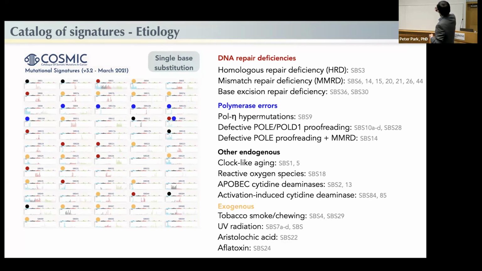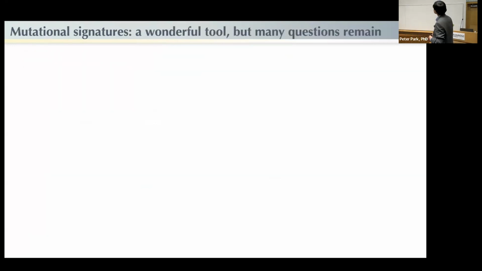Now, how do we know these things? Well, we can do experiments. You delete some polymerase component and sequence the whole genome, and then you see what it is. There are many efforts to figure out what these components are. All right, so there are lots of questions associated with this. I'll touch on some of them.